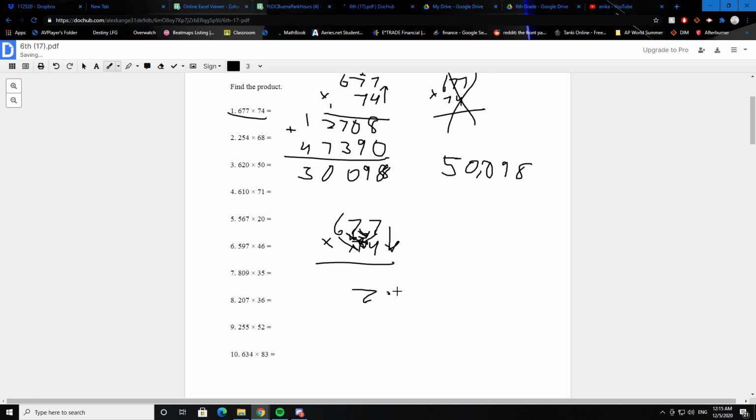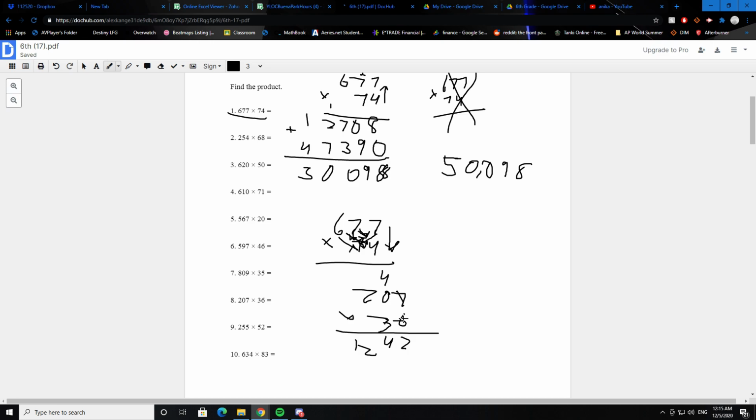So 207, let's just say, times 36. 7 times 6 is 42, 4 goes on top. 6 times 0 is 0, plus 4, which means 4. 2 times 6 is 12, 7 times 7 is 49, so 4 goes on top. I don't really have to change it, so 7 times 0 will be 0, but you have to put the 4. Oh wait, sorry, pardon me, I can't even read my own handwriting, that is sad.